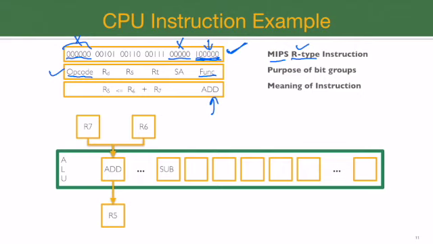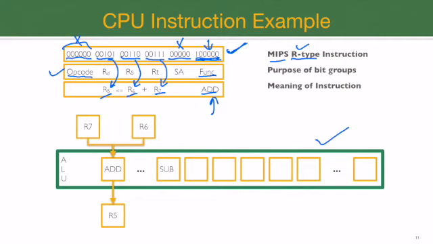This is number 7, so it corresponds to register R7. This is number 6, so this corresponds to register R6, and this is number 5, which corresponds to register R5. So this instruction is saying add the contents stored in register 7 to the contents of register 6, and the result should go into register 5. So what does this mean? It is asking the CPU to perform an operation like this.